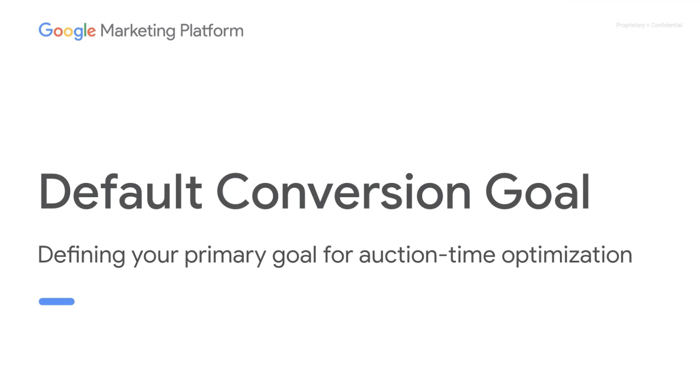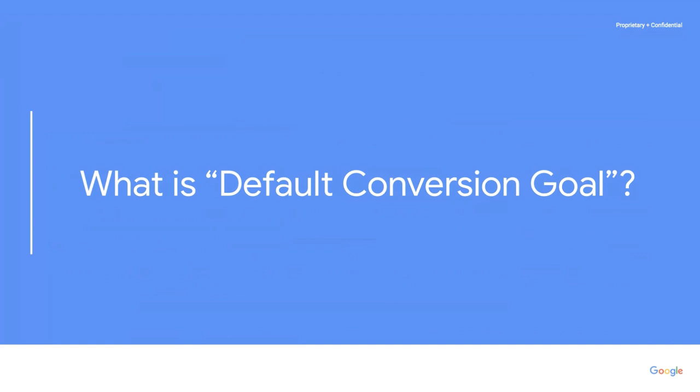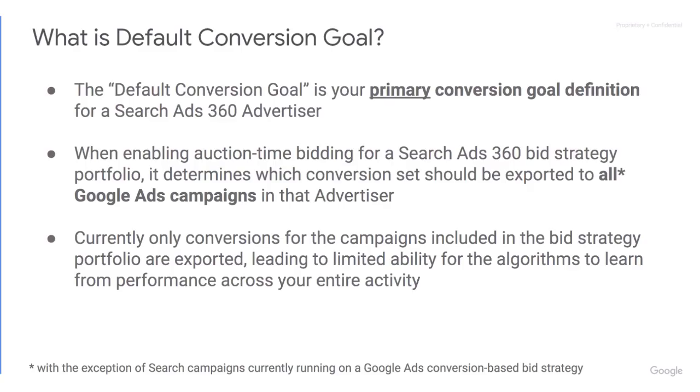Now moving on to a newly launched feature called default conversion goal. We haven't launched this across all accounts, but you will start seeing this slowly as and when you start testing auction time bidding. And essentially, what is default conversion goal? Default conversion goal is the primary conversion goal for your SA360 account. When you're enabling auction time bidding, it figures out which conversion set should be exported to all Google Ads campaigns, irrespective of whether auction time bidding is enabled or not in that advertiser.